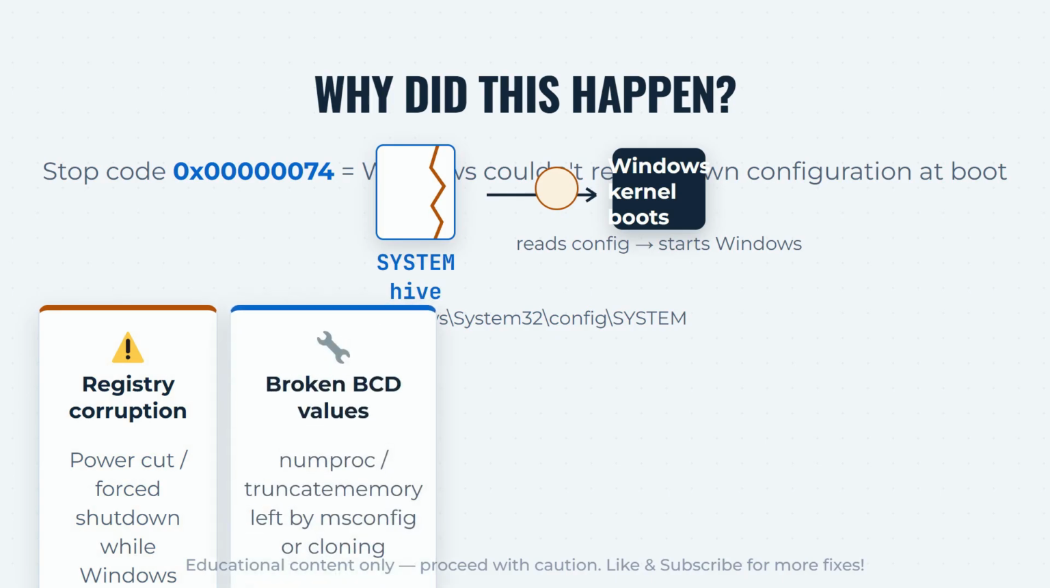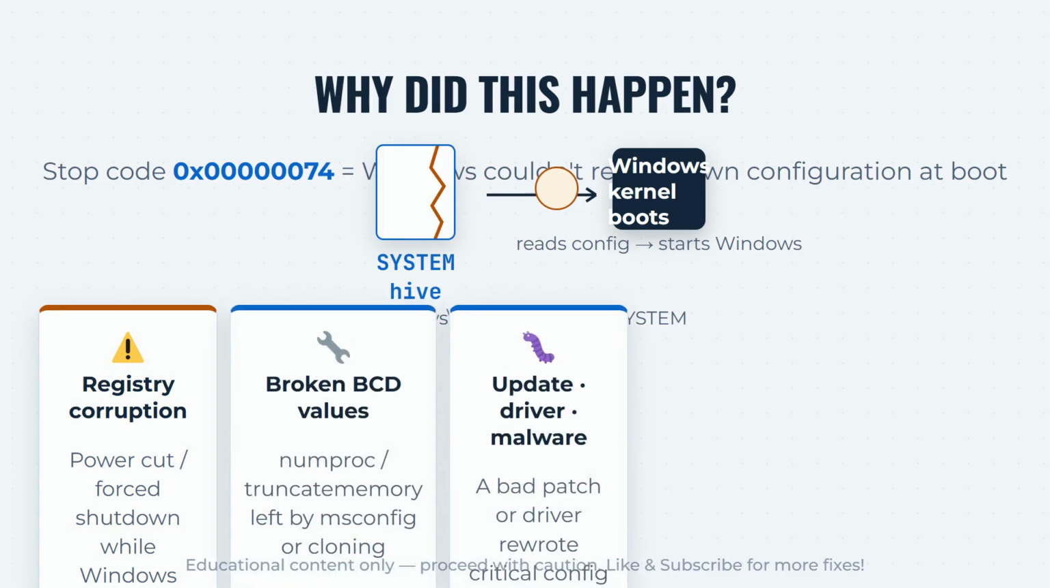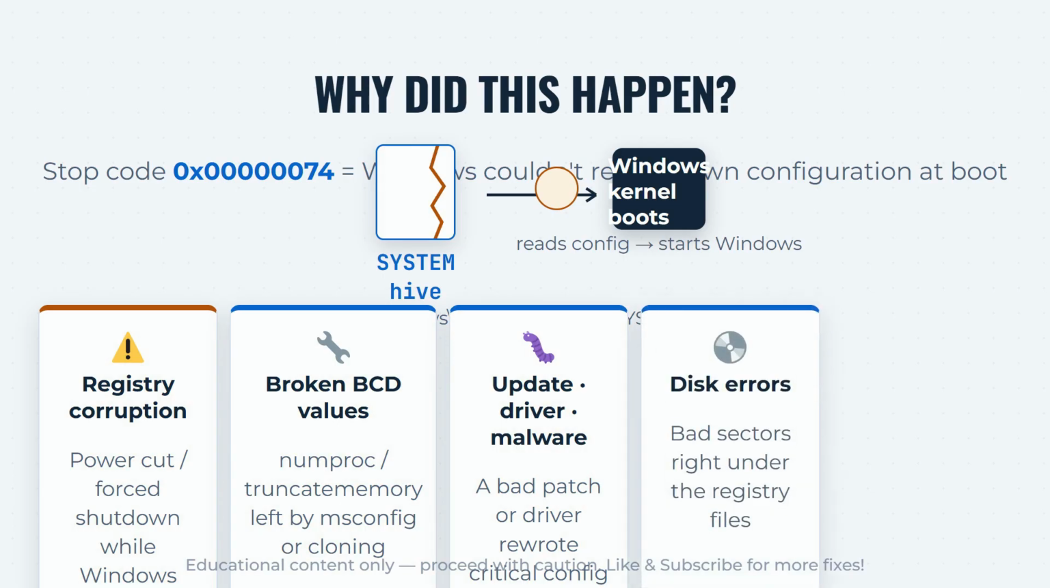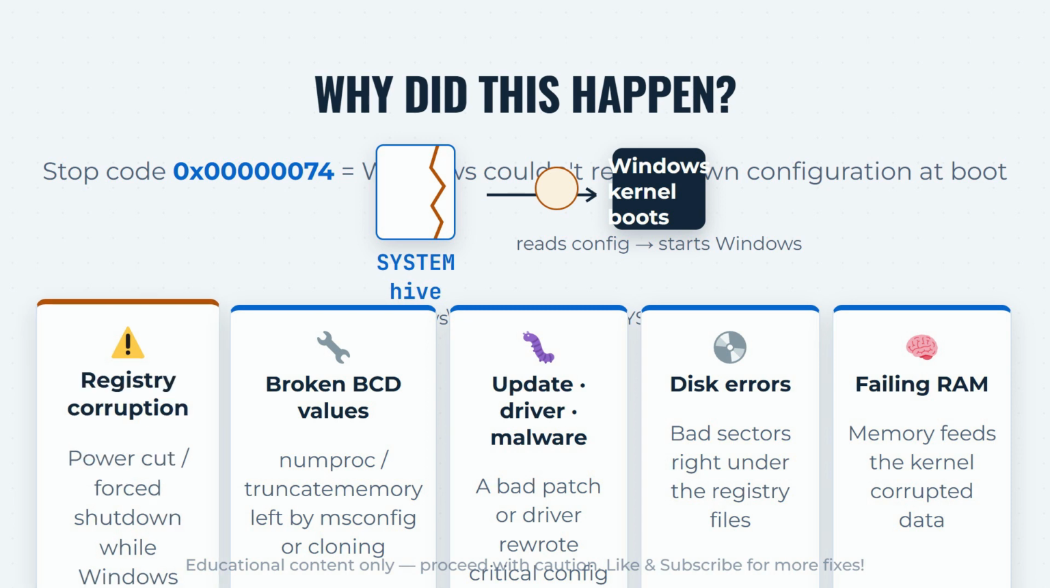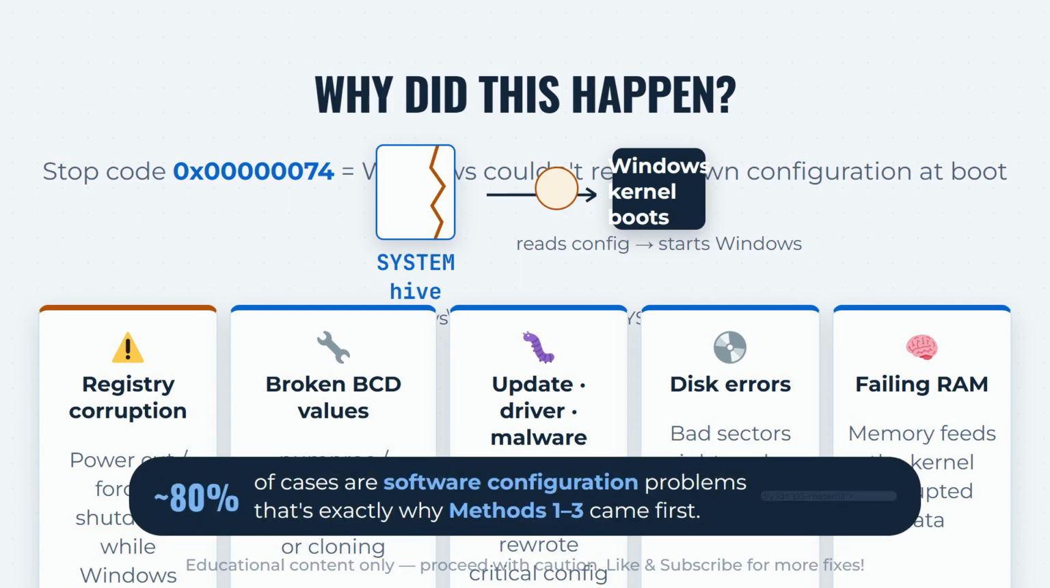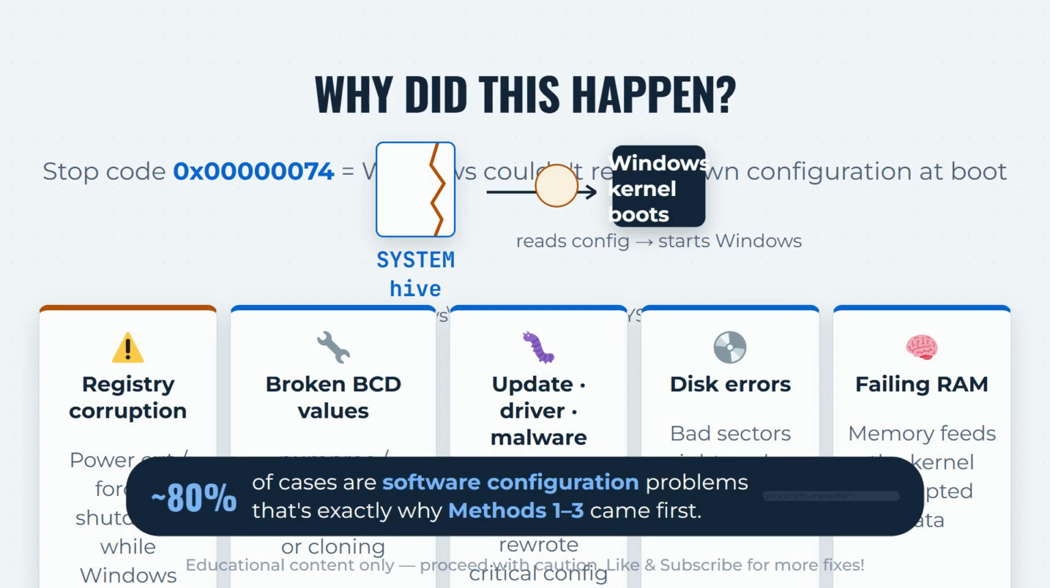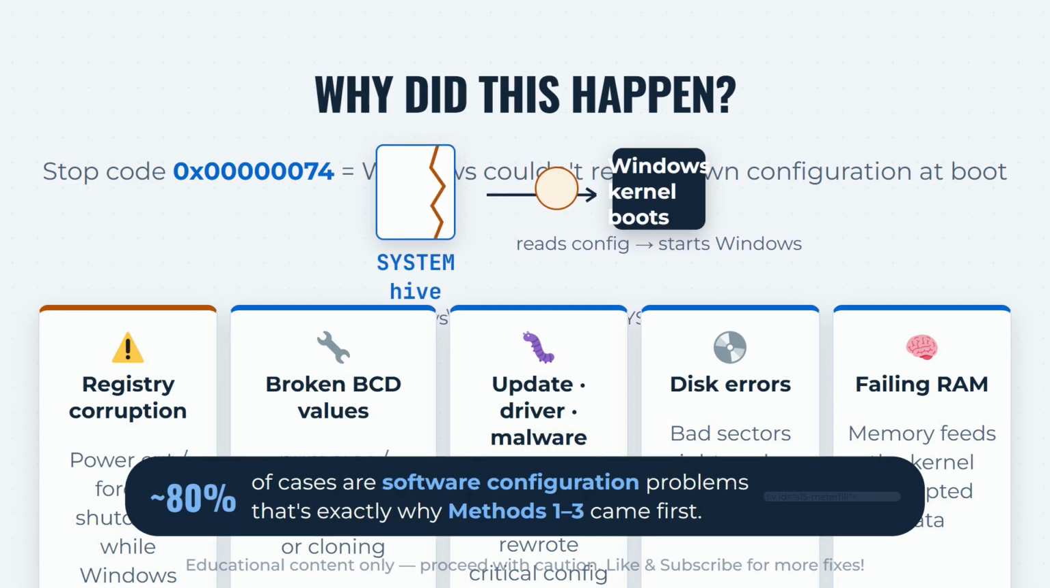The common triggers: a power cut or forced shutdown while Windows was writing the registry, broken boot configuration data after cloning or resizing a disk, a bad update, driver, or malware, disk errors under the registry files, or failing RAM feeding the kernel bad data. Around 80% of cases are software configuration problems. That is exactly why the software fixes came first.